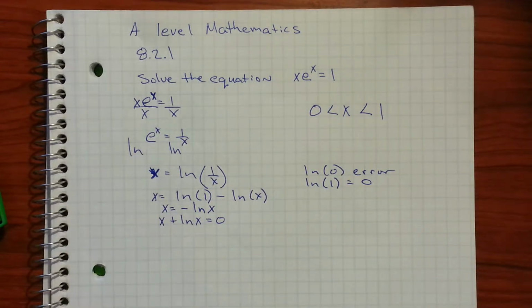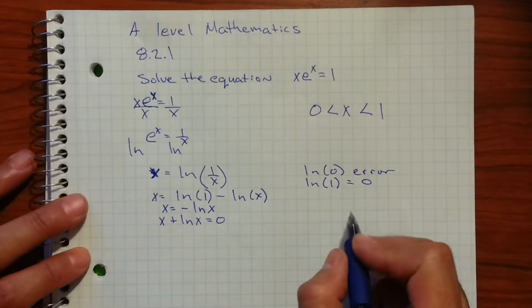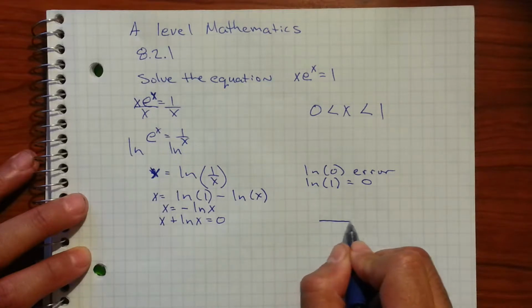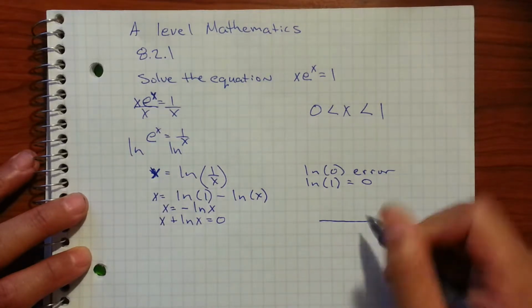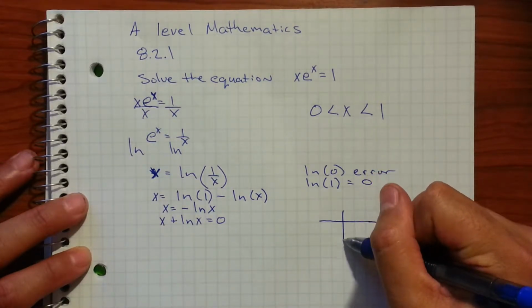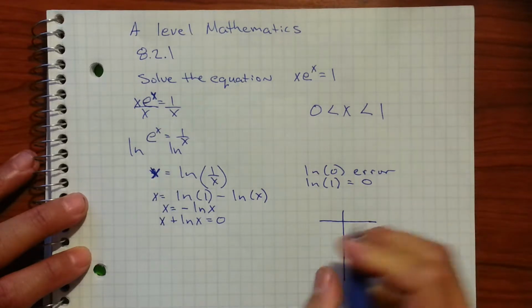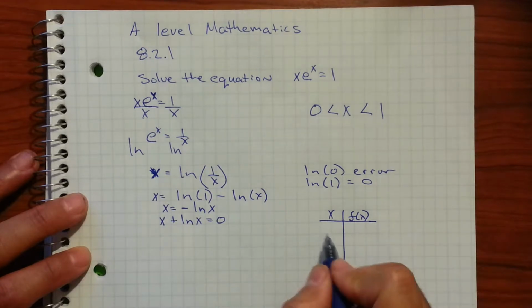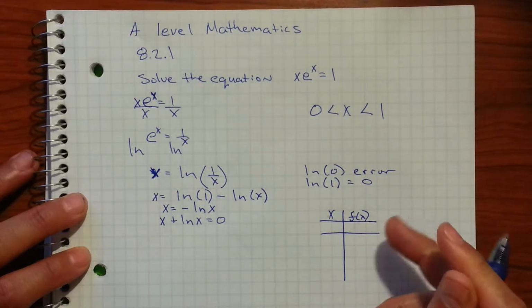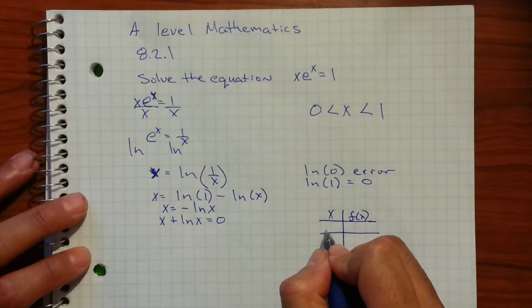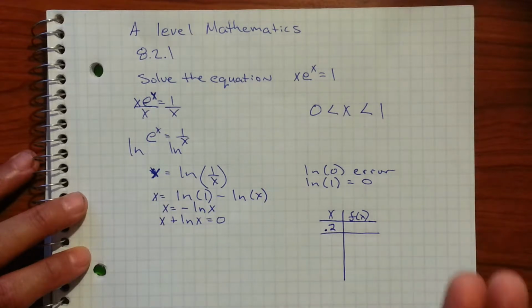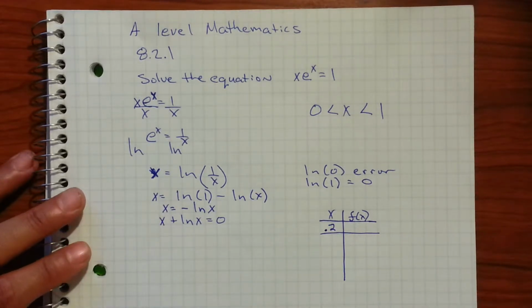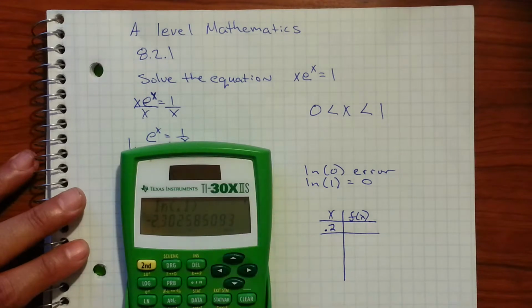So now is the time I'm going to start my decimal search. My decimal search is that I start plugging numbers into my calculator and see what I get out of this. So if this is my x, this is my f of x. First thing I'm going to do, I'm going to plug in, let's say, 0.2. Just because.